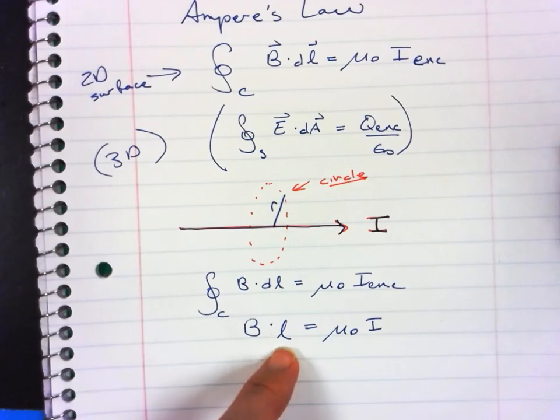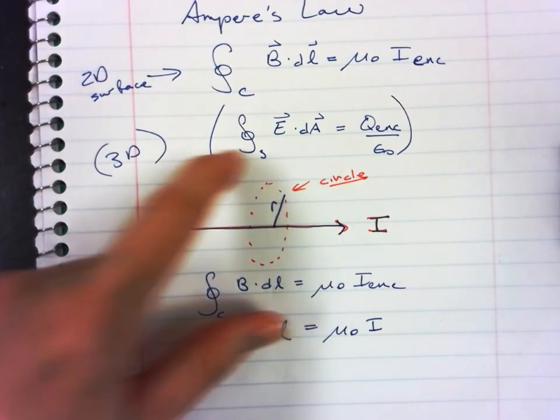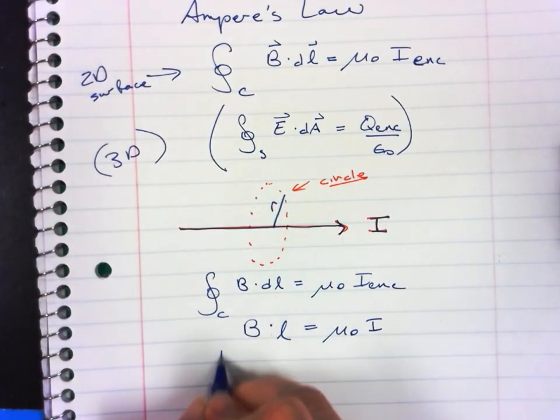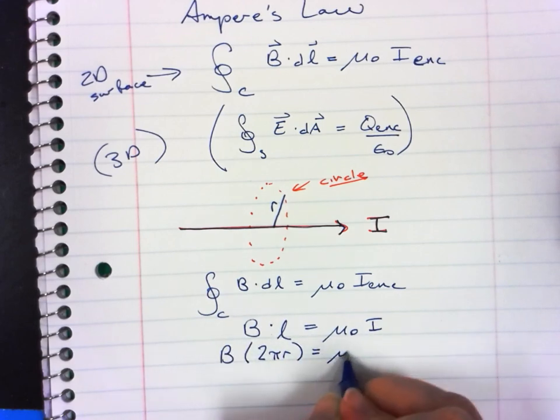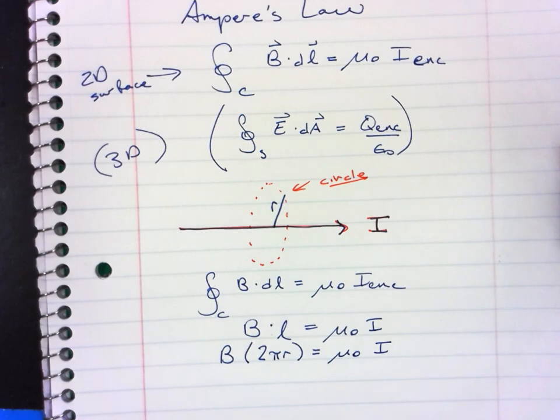Now the length of a circle is its circumference. And remember, circumference is 2 pi r. And so I can finish this equation right here.